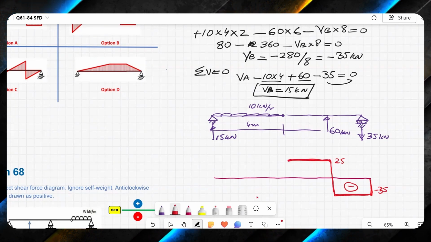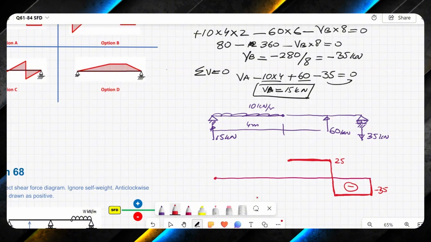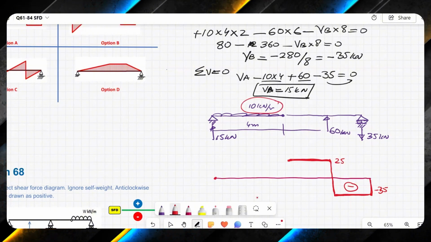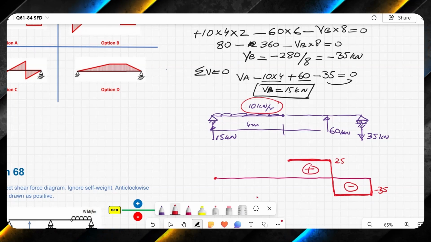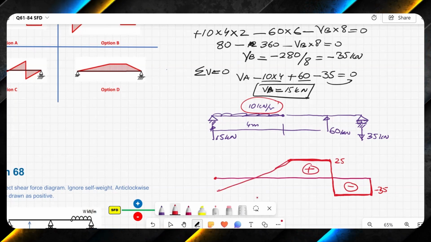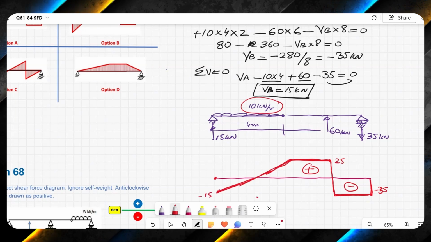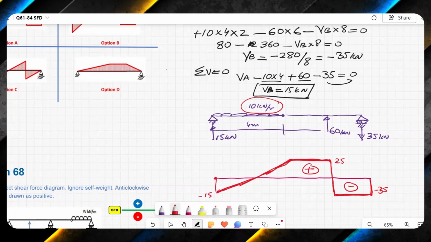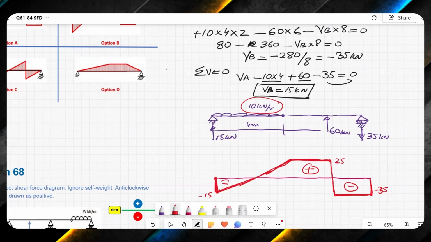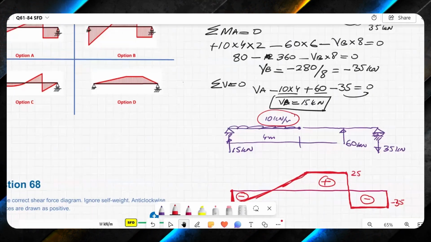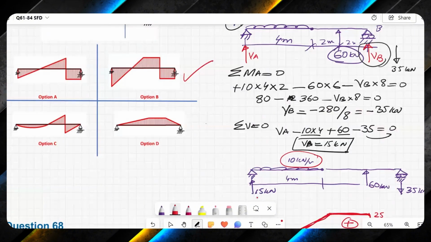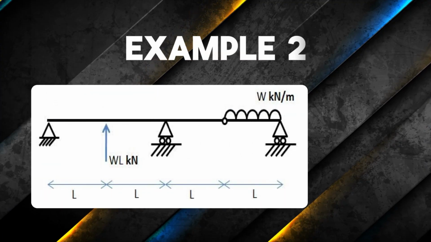And between this point and the end point, I have a UDL of 10 kilonewton per meter, so I will subtract. This is plus. So 25 take away 40 will lead to minus 15. So here I will have minus 15, and then I have an upward reaction of 15. This is negative. In this way, I can plot this diagram, and looking at the diagram, B is the correct option.